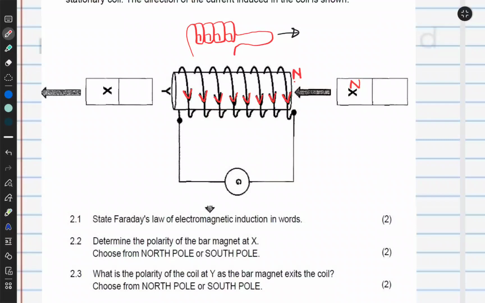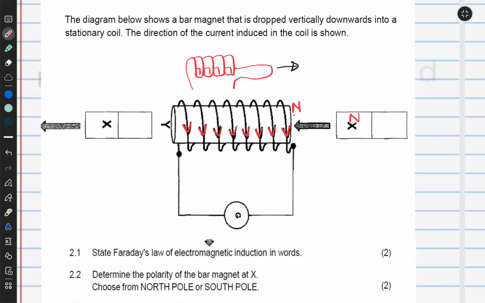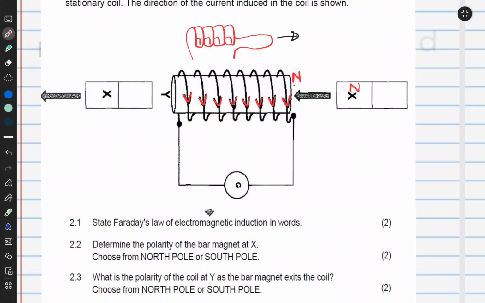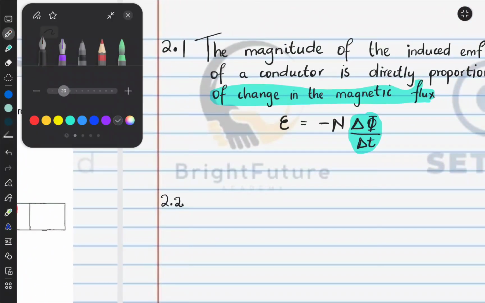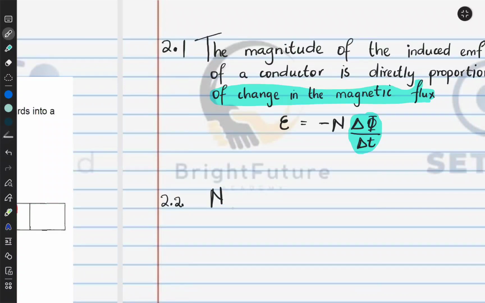All right, so now, yes, that's our answer for 2.2, north pole. So we can write that there, north pole.